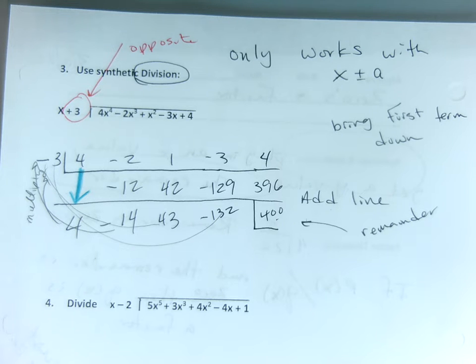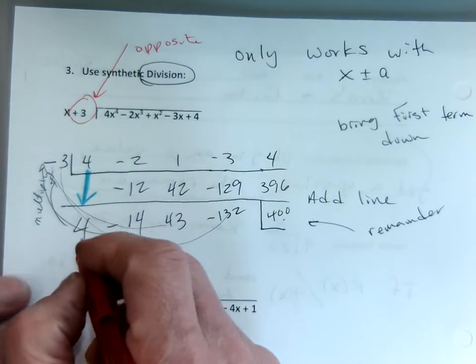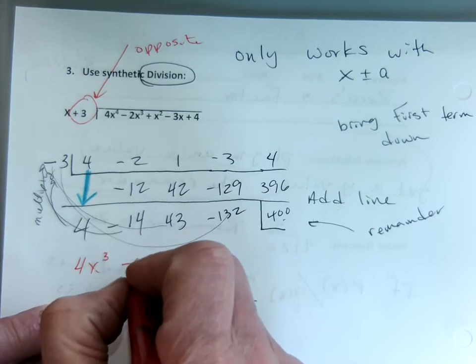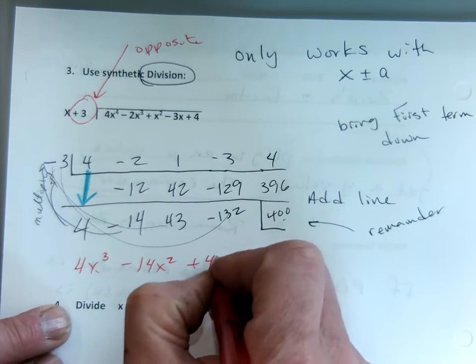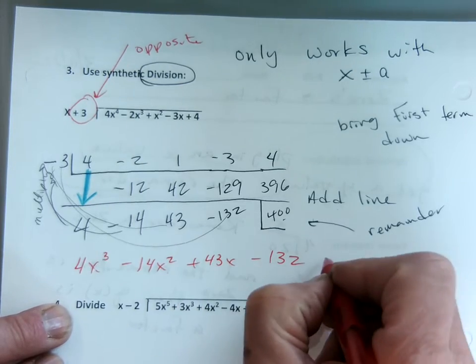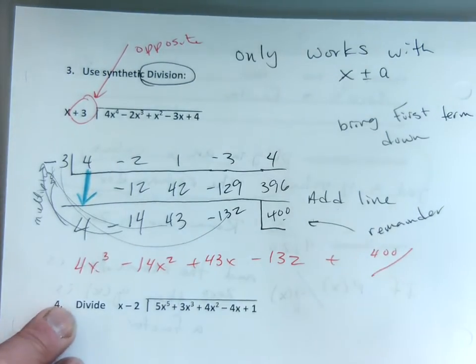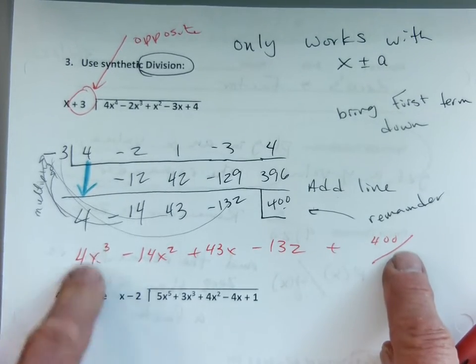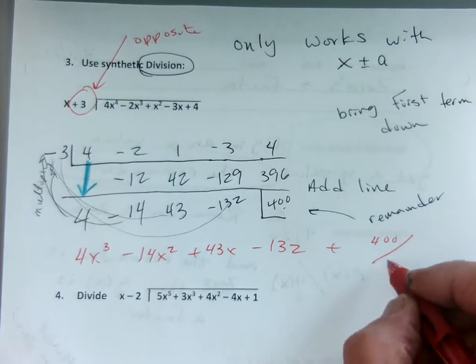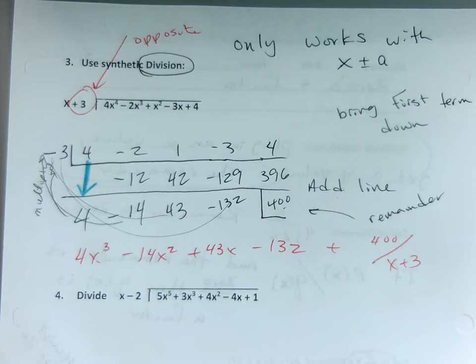This is our answer, but our x's were invisible, right? So we invisibly divide by an x, so instead of x to the fourth, the next one is going to be an x cubed. This is called synthetic division. I'll show you, we'll do a couple of these to make sure you guys get it. So my answer is 4x cubed minus 14x squared plus 43x minus 132 plus 400 over, just like it was before, 400 over. What did we really divide by? X plus 3. Now it's weird, but it's a lot faster.